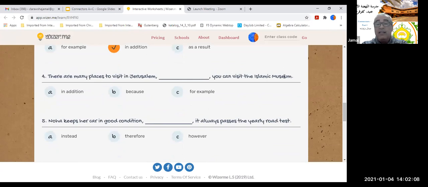There are many places to visit in Jerusalem. You can visit the Islamic Museum. In addition, because, for example. Excellent. For example, because we're giving an example of the places that we can visit in Jerusalem.